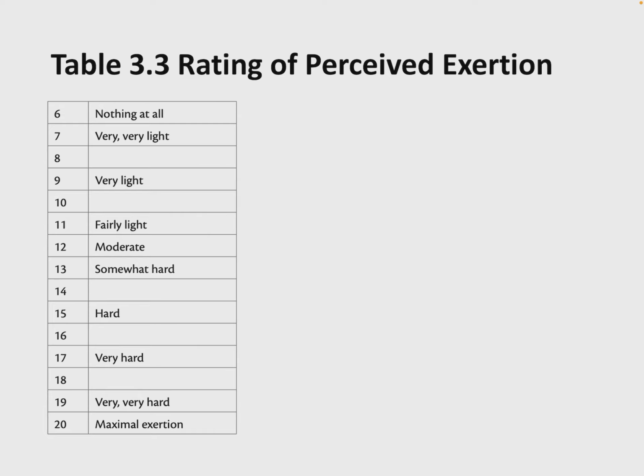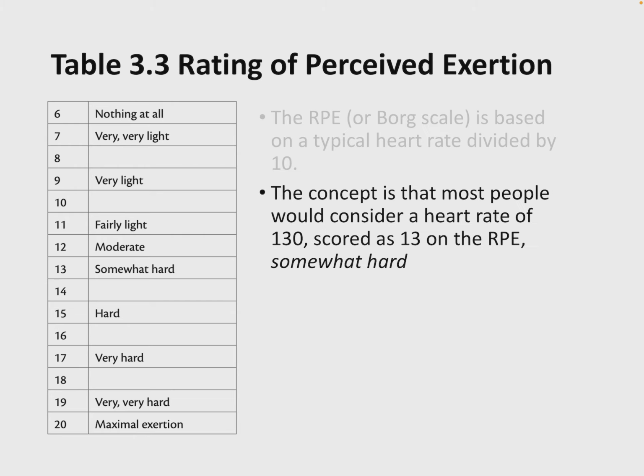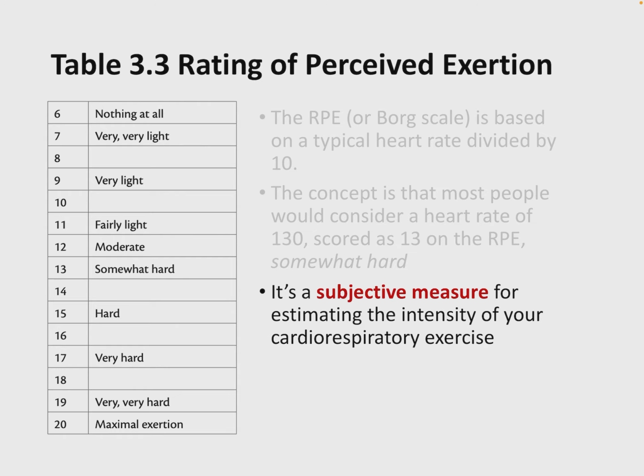So in common practice, some people may use the rating of perceived exertion or Borg scale. And what we do is we take heart rate and divide it by 10. So if your rating of perceived exertion is 9, it's approximately 90 beats per minute, which would be very light for exercise intensity. Again, it's a subjective measure, so it's going to be different for every person.